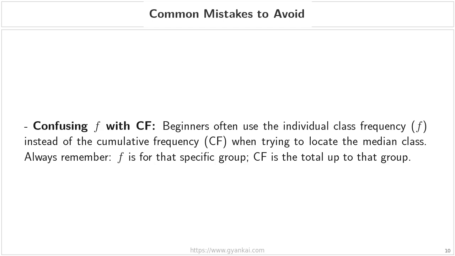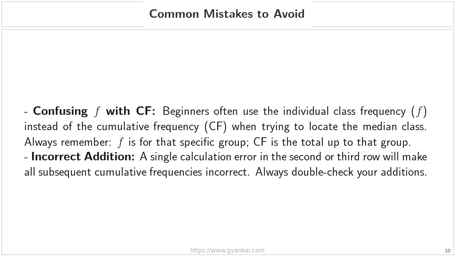First, a very common mistake is confusing the frequency, which we denote as lowercase f, with the cumulative frequency, which we call capital CF, when you are trying to locate the median class. Like we discussed in the previous slide, you must use the cumulative frequency. Remember the distinction. Lowercase f represents only the number of observations within that specific group, whereas capital CF represents the running total of all observations up to and including that group.